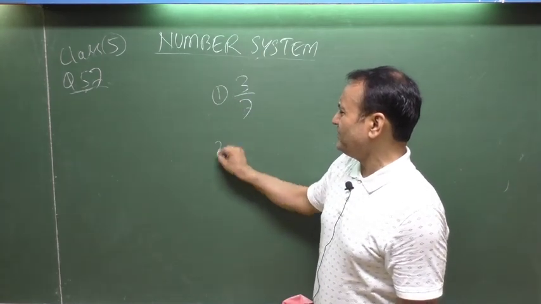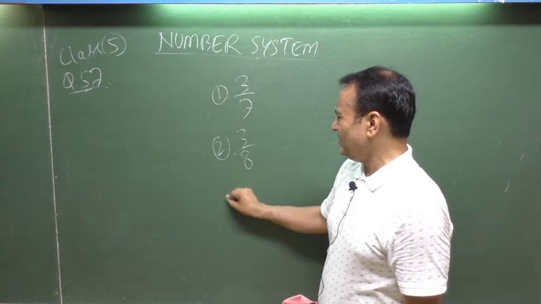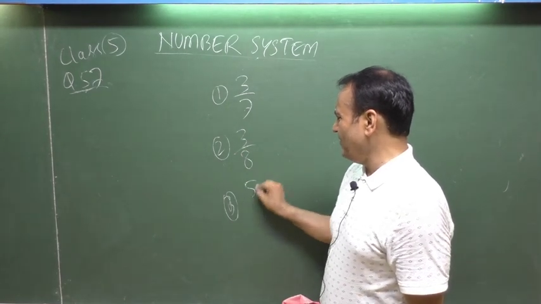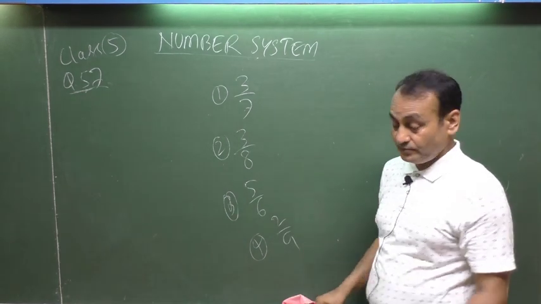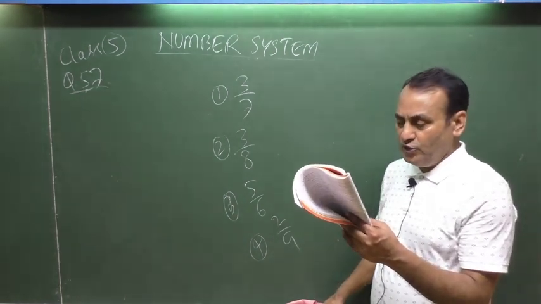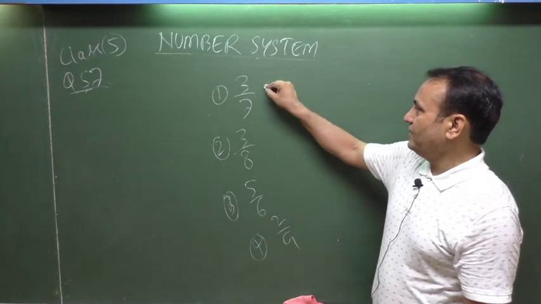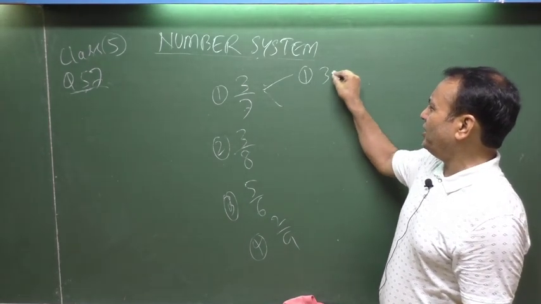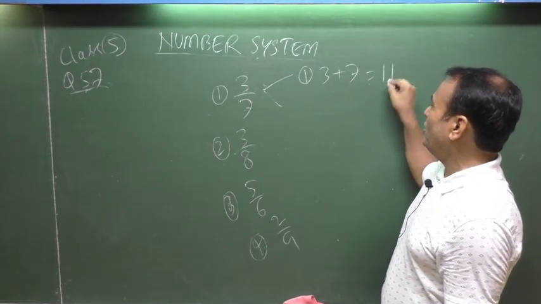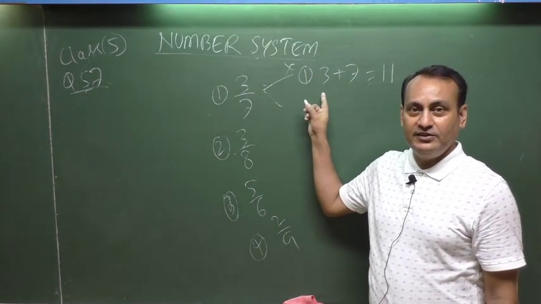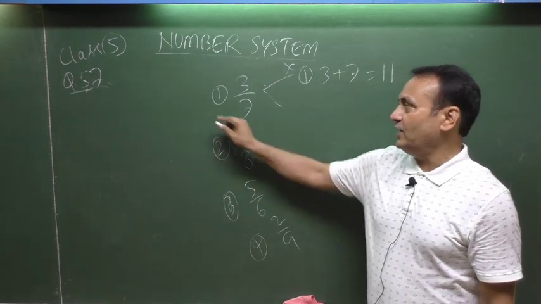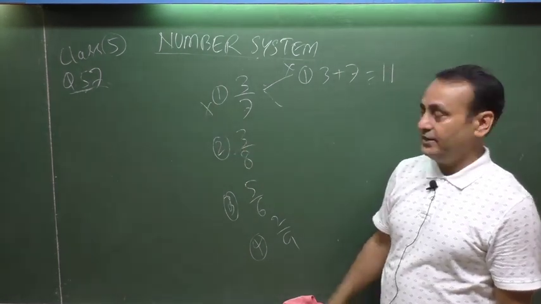3 by 7, 3 by 8, 5 by 6, 2 by 9. See here. Question has told you the sum of numerator and denominator equals to 11. But this is wrong. 3 plus 7 is only 10. This is not equal to 11. That means this can't be your answer.